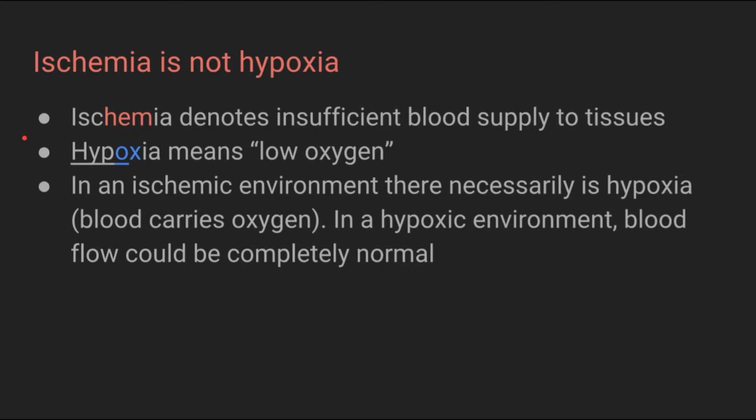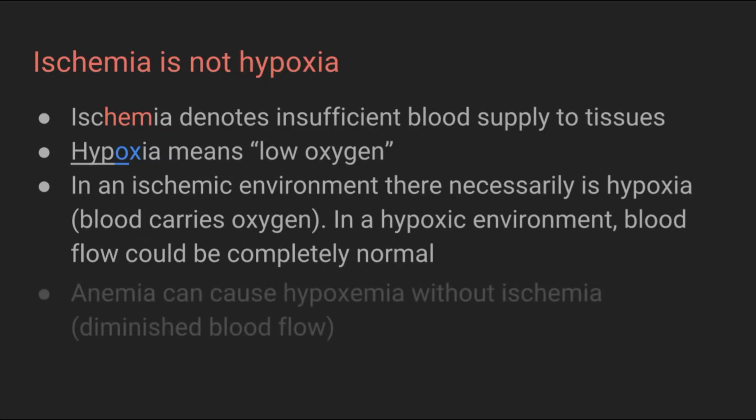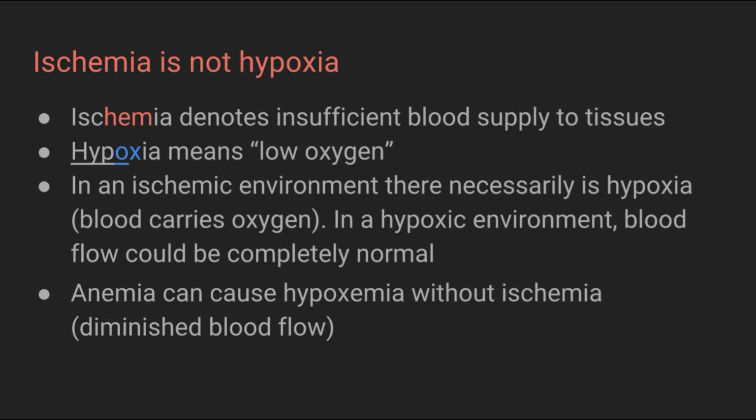So in an ischemic environment, there necessarily has to be hypoxia because blood carries oxygen. But in a hypoxic environment, blood flow could be completely normal. So can you think of a condition where blood flow is normal, yet the patient suffers from hypoxemia or low blood oxygen? Well, if you said anemia, you were right. Because a patient could have totally normal blood flow to their tissues, but they still maintain a low saturation of oxygen in the blood because they have a problem with like an iron deficiency anemia or some sort of anemia where oxygen saturation is low in the blood.